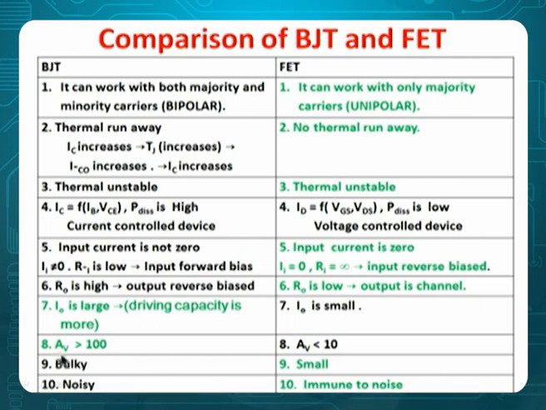Eighth point, AV is greater than 100 in BJT, AV is less than 10 in FET. In BJT, voltage gain is more than 100. In FET, AV is less than 10. Ninth point, BJT is bulky, FET is a small device. Tenth, because of temperature, BJT is noisy, but FET is immune to noise. So these are the comparisons we have.